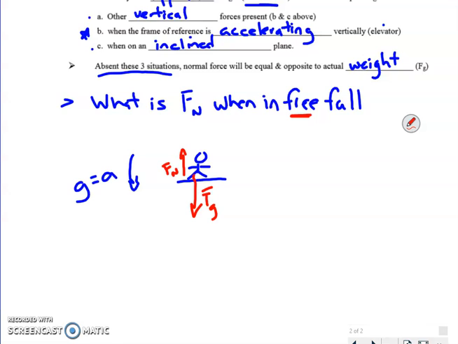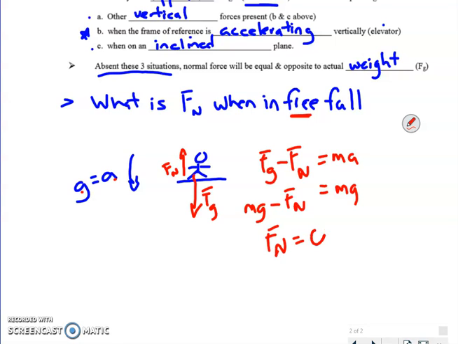The second thing I could say is I could apply the second law to this. My net force is Fg minus Fn, and I set it equal to ma. Well, if you're told a is equal to g, then that equals mg. And we know how to calculate the weight: mg minus Fn equals mg. Do the algebra, and you see the normal force equals 0. So that's pretty cool. If you're in an elevator that's in free fall, and you stand on a scale, it would read 0. What does that mean? You're weightless. You would literally be weightless.